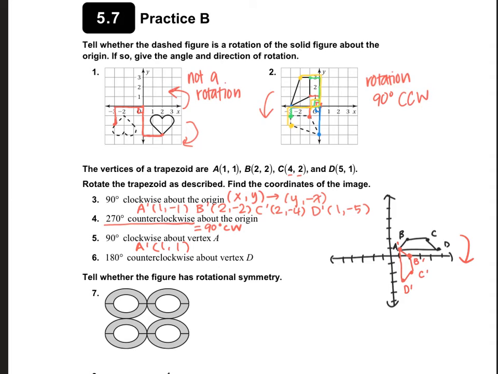So that's going to be the 90 degrees, and you can tell that it's a 90 degree because this angle is going to create 90, and then you'll have to find out the B prime, C prime, and D prime. So my B prime is going to be 2, 0. My C prime is going to be 2, negative 2. And D prime is going to be 1, negative 3.